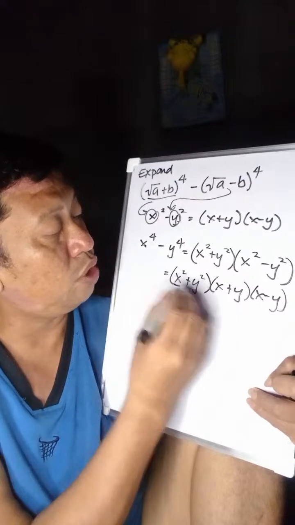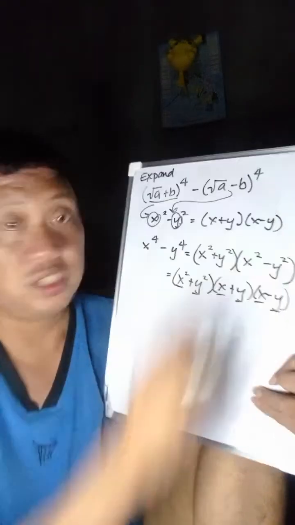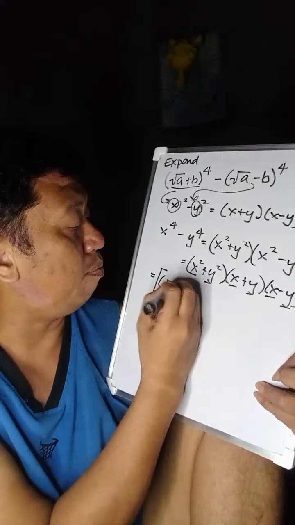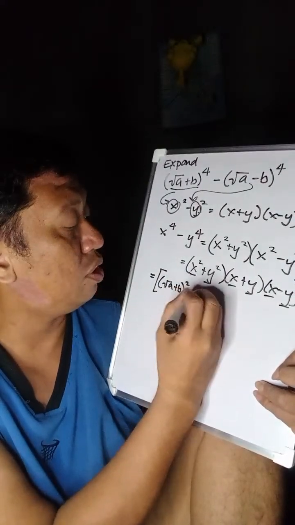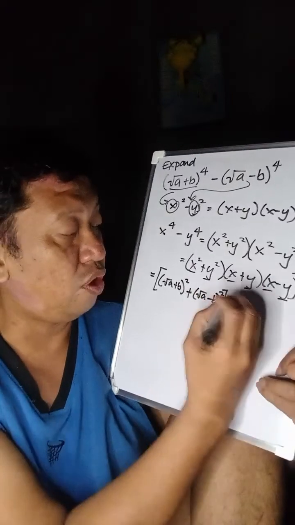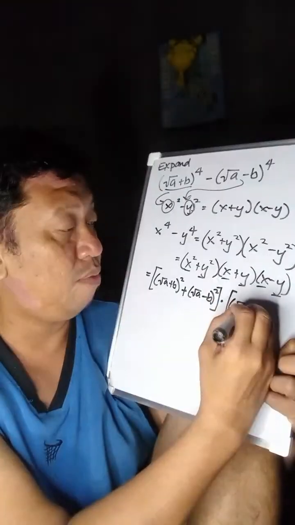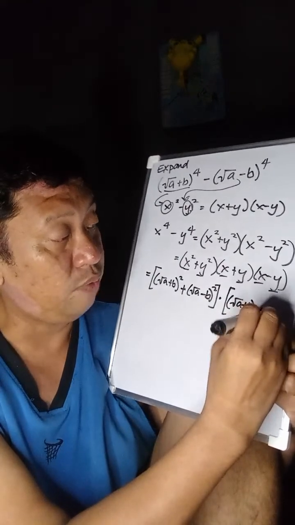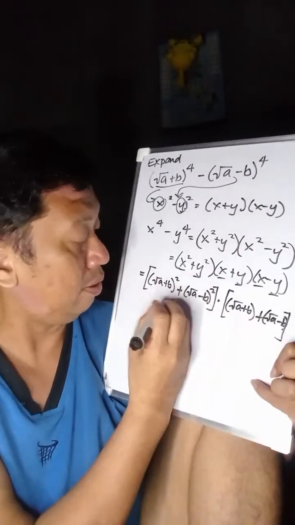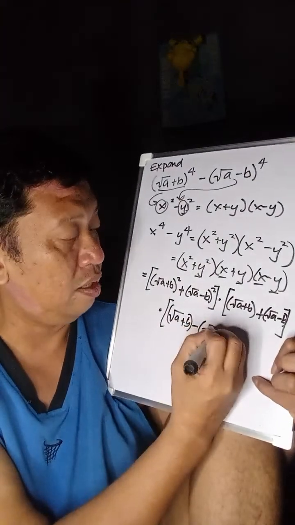Now, bringing it back to its original representation, we let x be this and y be this. So this now becomes square root of a plus b squared plus square root of a minus b squared. And for the rest of them, that will be times square root of a plus b plus square root of a minus b, times this format, square root of a plus b minus square root of a minus b.